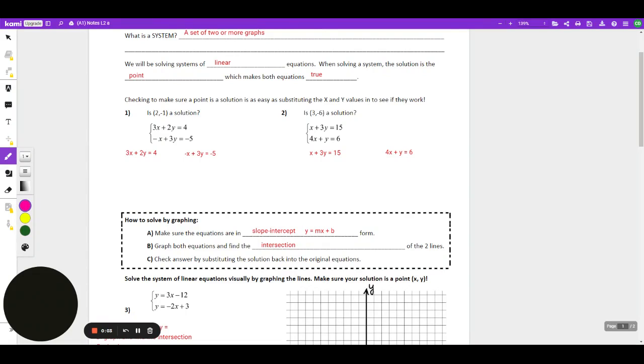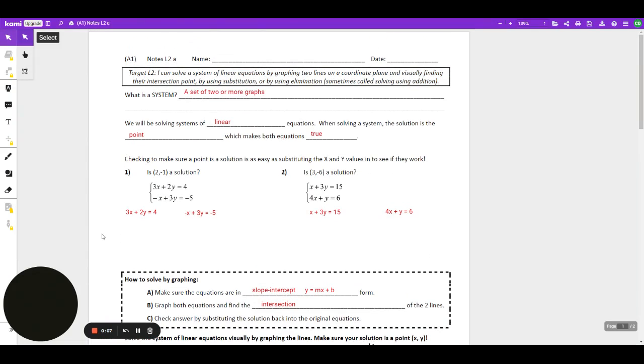Hello class. Today we are going to be working on the L2A notes, which is going over systems of equations. Systems of equations are going to be a set of two or more graphs. Now these graphs can be any type of graphs, but specifically in this unit we will be focusing on solving systems of linear equations. When solving a system, the solution is going to be the point that makes both equations true.